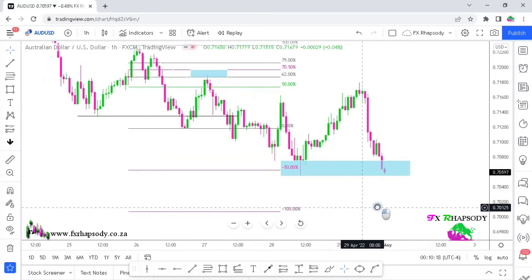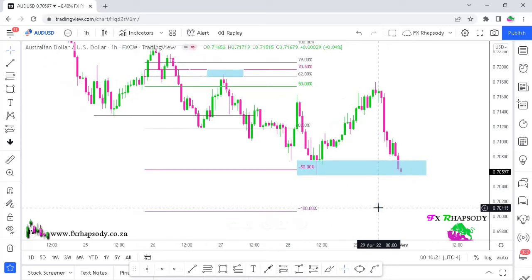So guys, that's all from me for these two pairs. Let's keep an eye on this, for those of you that are trading it, and let's see what happens this coming week in a new month.